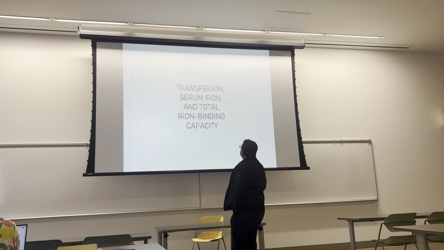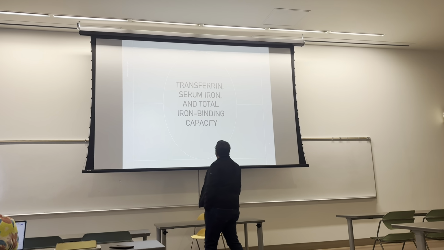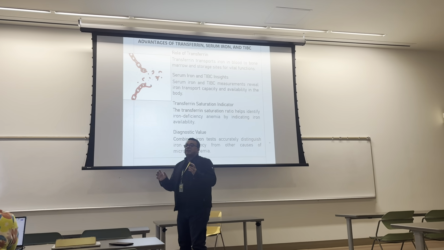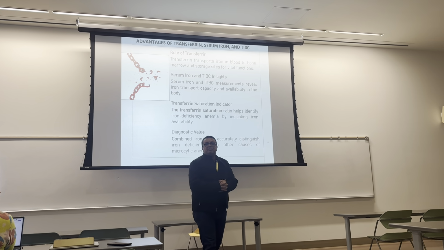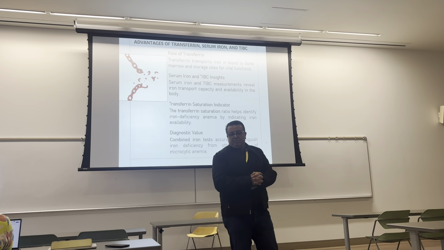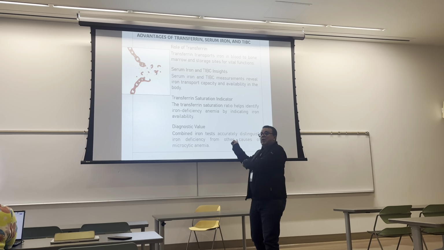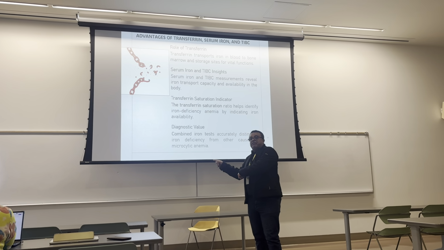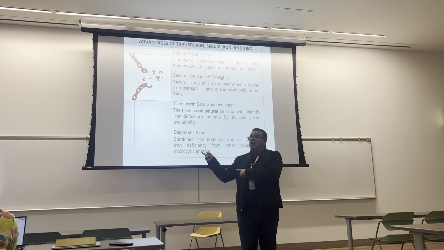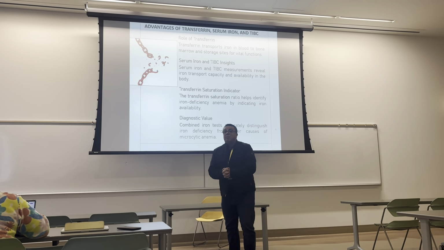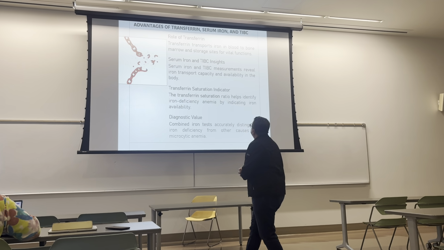So here we have the transferrin, serum iron, and total iron binding capacity. Transferrin is another protein produced in the liver, a beta globulin. Ferritin was a positive acute phase reactant. This one is a negative reactant, so it is also affected by inflammation, but in a different way.